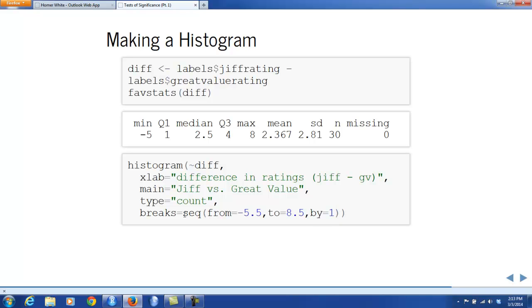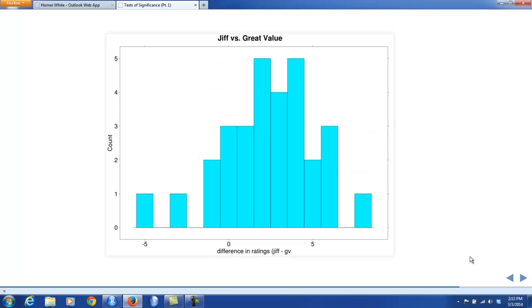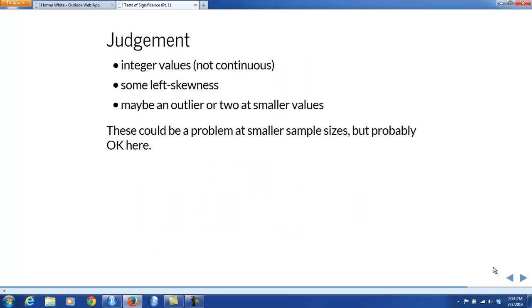And we use the sequence function to accomplish this. So here's the histogram. It's a little bit perhaps left skewed, and maybe one or two of the values should count as an outlier. So we're noticing three things. We're noticing some left skewedness and a possible outlier or two. Also, we know that the data that we're collecting here has only integer values as its possibilities. It's not really continuous data at all. All of those things could be a problem at smaller sample sizes, but given that the sample size is up to 30 here, we're probably okay to continue.